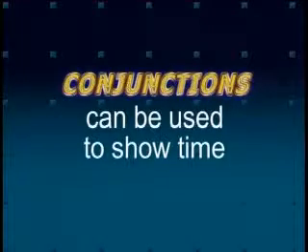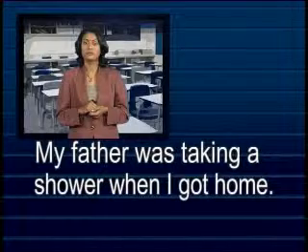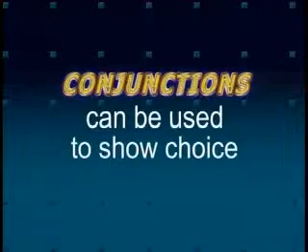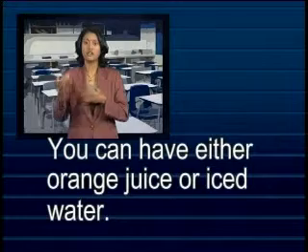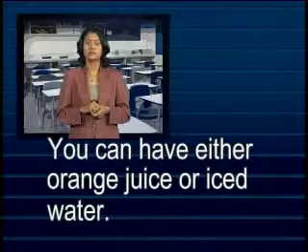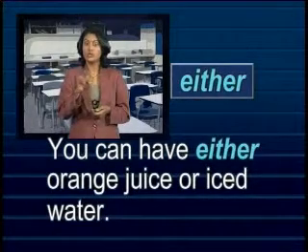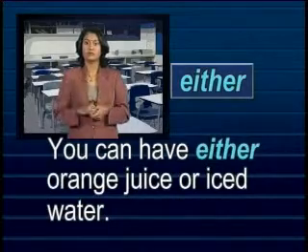Conjunctions can also be used to show time. For example, Dad was taking a shower when I got home. The conjunction is "when". Here is a conjunction that shows choice. You can have either orange juice or iced water. The conjunction is "either" because you can choose between the orange juice and the iced water.